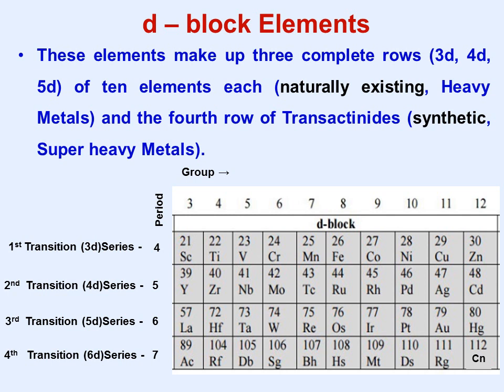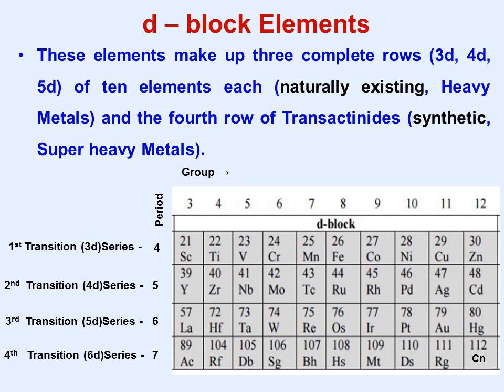The first transition series, that is the 3d series of d block elements, lies in the 4th period, which starts from scandium 21 up to zinc 30. The second transition series or 4d series lies in the 5th period. It starts from yttrium, atomic number 39, and goes up to cadmium 48.